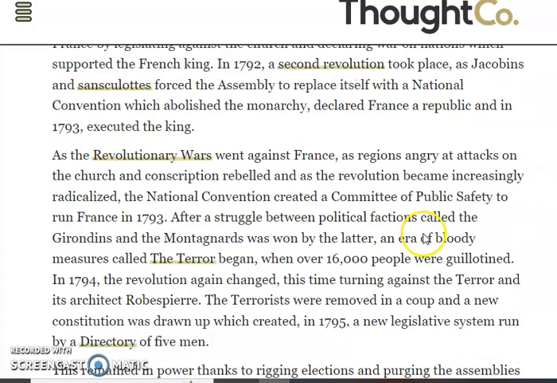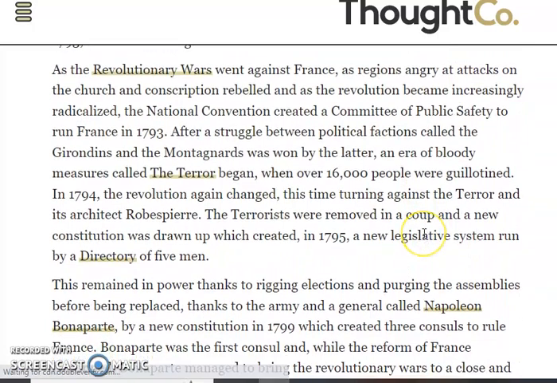As the revolutionary wars went against France, as regions angry at attacks on the church and conscription rebelled, and as the revolution became increasingly radicalized, the National Convention created a Committee of Public Safety to run France in 1793. After a struggle between political factions called the Girondins and the Montagnards was won by the latter, an era of bloody measures called the Terror began, when over 16,000 people were guillotined.